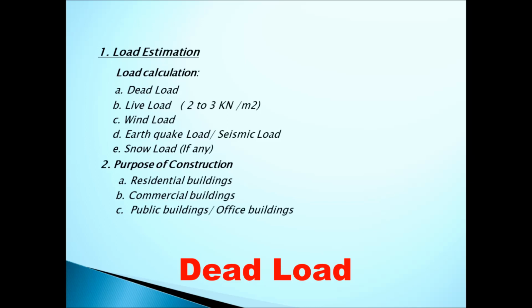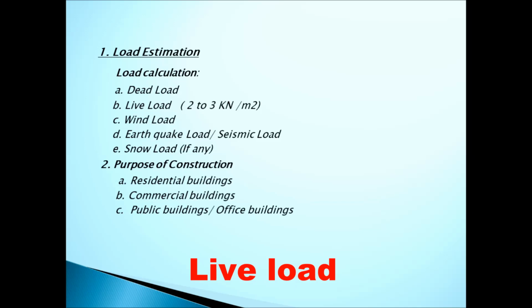First one, dead load. Dead load means the permanent load on a particular member or structure, which we can get by multiplying the density of the member with the sectional area of that member. So this is the permanent load, or the self weight of the member. This is the dead load.